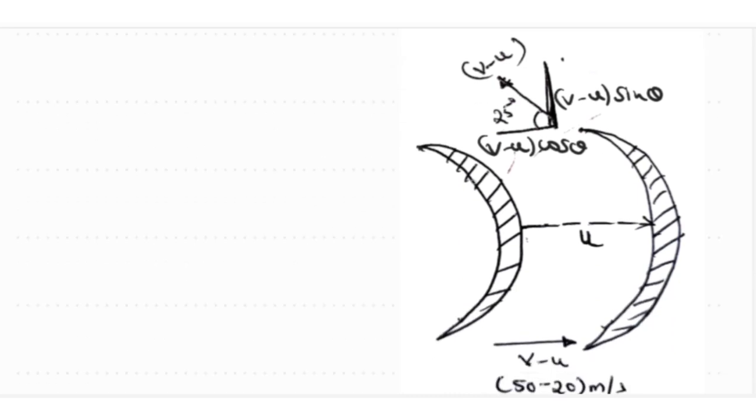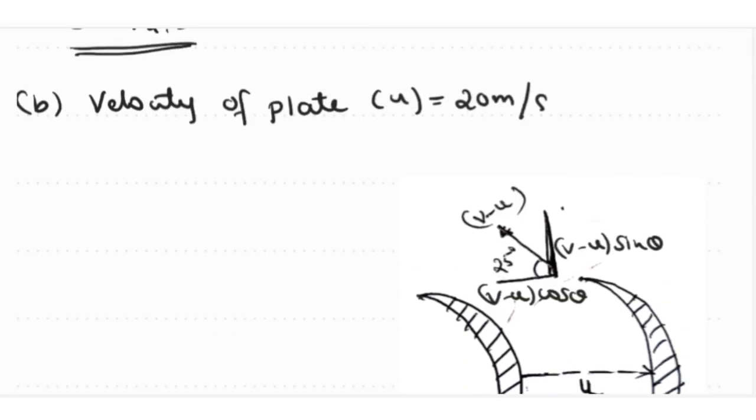So let us go through the figure to see how actually it will be. Since the plate is moving at the velocity u, the jet will strike this moving plate with a velocity v minus u, and the jet will leave this vane with the same velocity v minus u, making an angle theta is equal to 25 degree. So let us get the expression first and then we'll solve this.